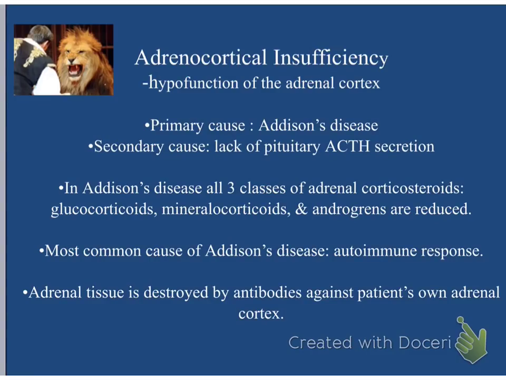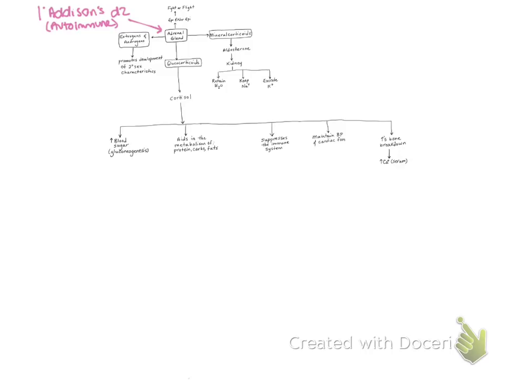All right, and last but not least is where we have decreased ACTH. So adrenocortical insufficiency. So it's hypofunction of the adrenal cortex. So we were just talking about hyperfunction. Now we're going to talk about hypo. And the most common reason is Addison's disease.